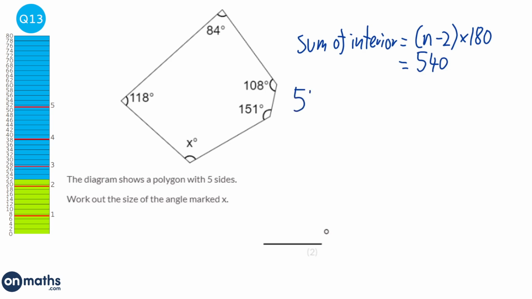So all we need to do is take that 540 and take away all the angles that we know. So the 118, the 84, the 108, and the 151. And when you do that, you get the answer of 79.